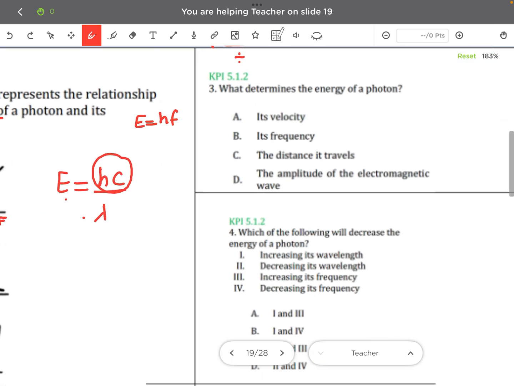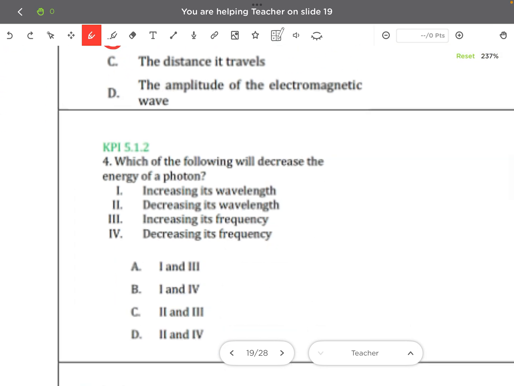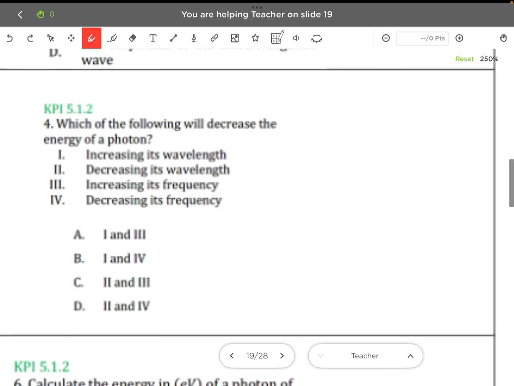Never mind. What determines the energy of a photon, not the velocity? It is the frequency, because it is hf. So the frequency.